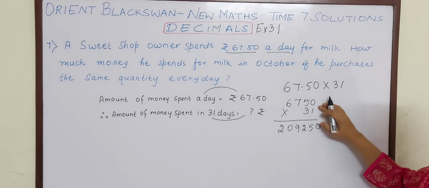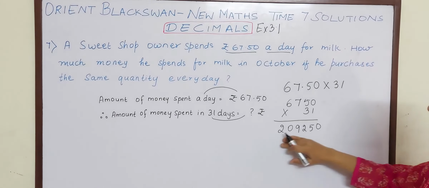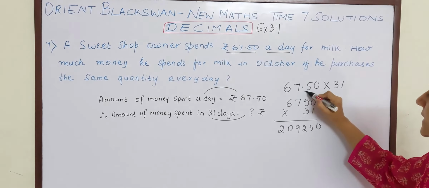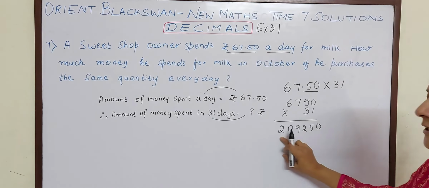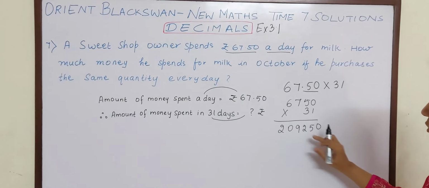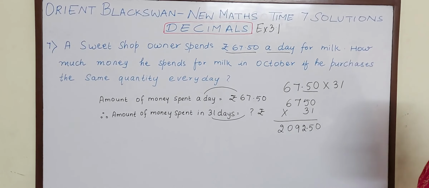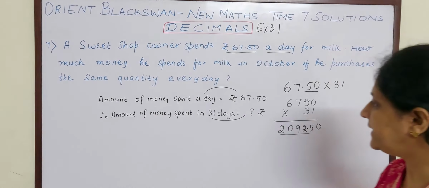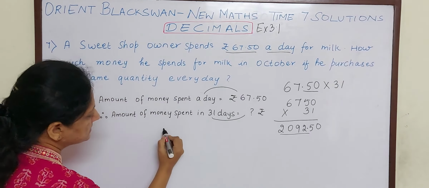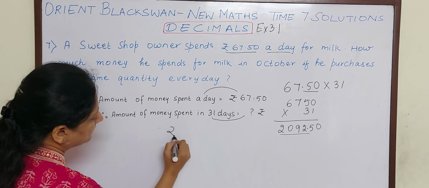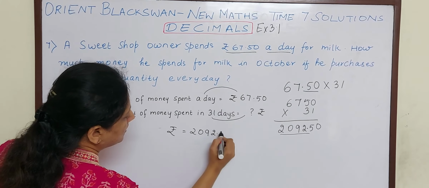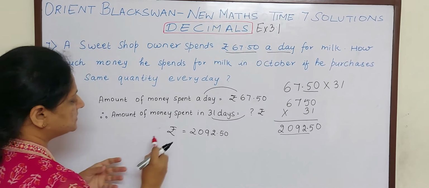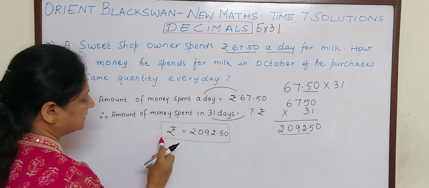Okay? When you multiply 6750 with 31, you will get this answer. So how many decimals are there in this question? 2 decimals. So from right to left, 1, 2, you will keep your decimal here. So the amount of money spent is rupees 2092.50. So this will be your final answer.